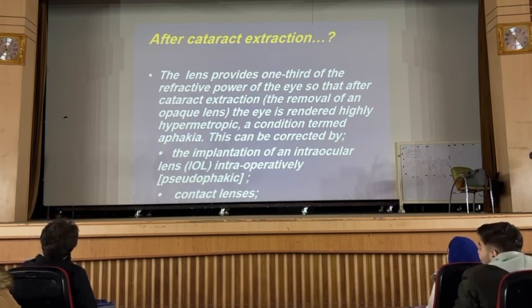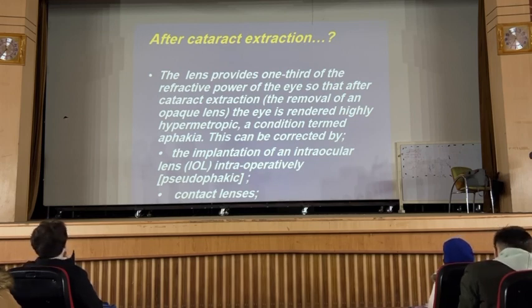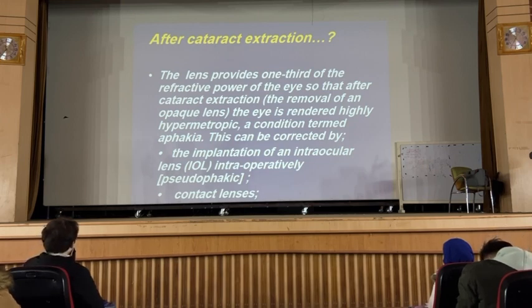So what will happen to the refraction of the eye? One third of the refraction of the eye is by the lens. When the lens is removed, the patient will become hypermetropic.